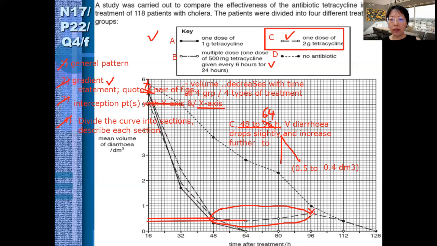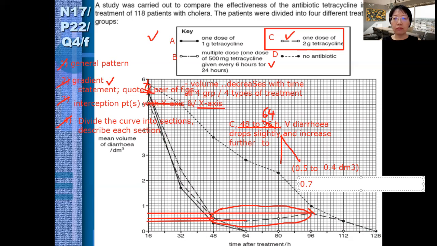You're going to read the last one here, because from here to here is increasing, right? So what is this point here? Again, you have to read very accurately using a horizontal line exactly at the center of the point, draw to the y-axis and read from there. This one looks like 0.7. So increase to 0.7 dm cube at 96 hours after the treatment start.